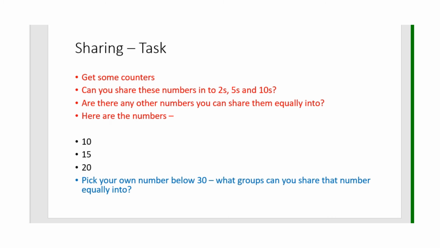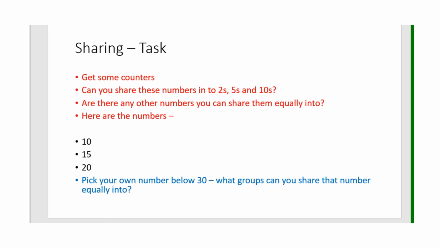Then there's another task. When you've done that one, it says, get some counters or pasta. Can you share these numbers into 2 equal groups, into 5 equal groups, into 10 equal groups? Are there any other numbers you can share them equally into? The numbers are 10, 15, 20. Can you share 10 into 2 groups, 5 groups, 10 groups? Can you share 15 into 2 groups, 5 groups and 10 groups? Can you share 20 into 2, 5 and 10 groups?